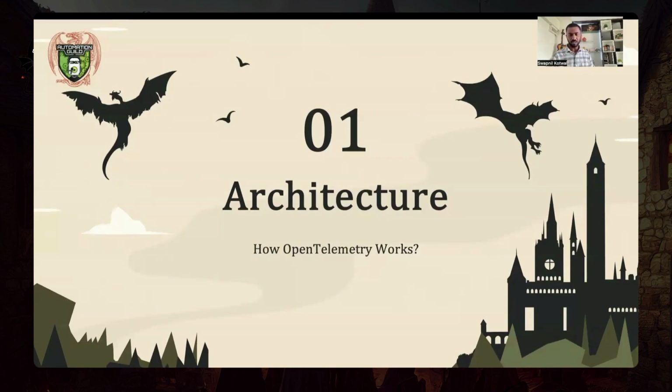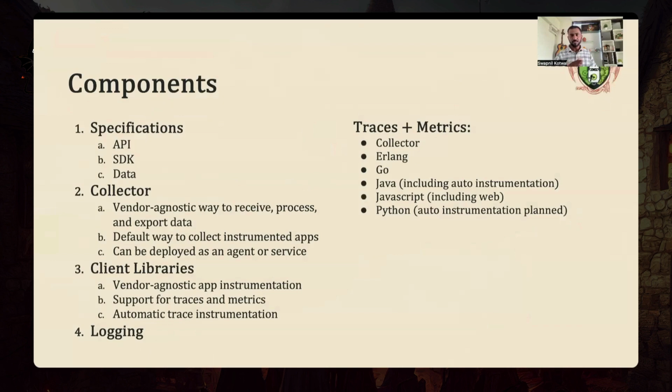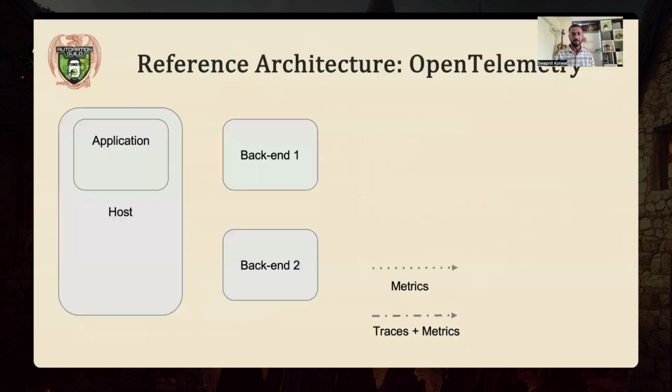So let's talk about the architecture of it. As I mentioned, there are specifications, the API, the SDK, and some helpful data available. The collectors actually collect the data and send it to your representation tools. There are client libraries, which are vendor agnostic, for your instrumentation. All those languages and platforms are supported at this moment, and you would be able to seamlessly emit all these pillars, traces, metrics, and logs, using any platform.